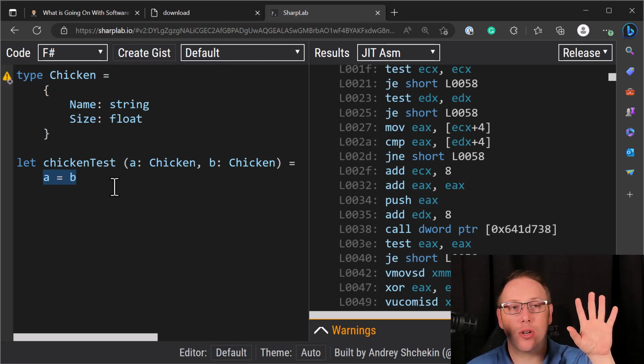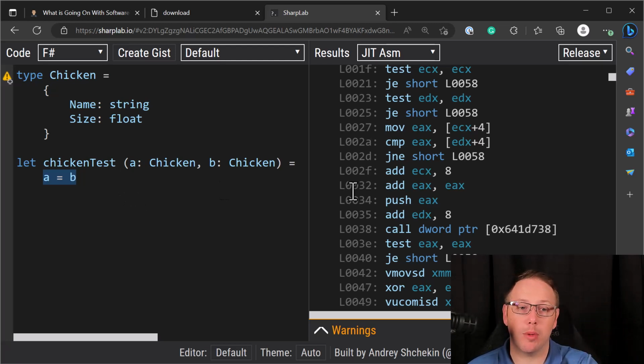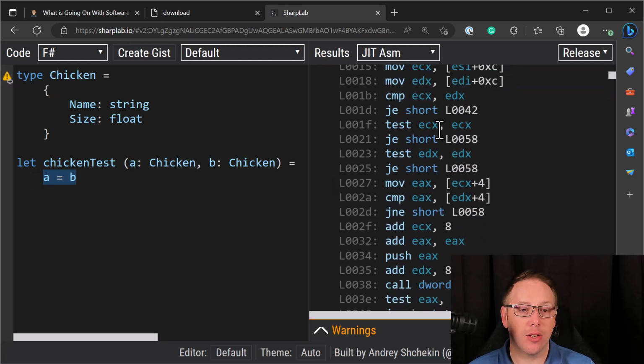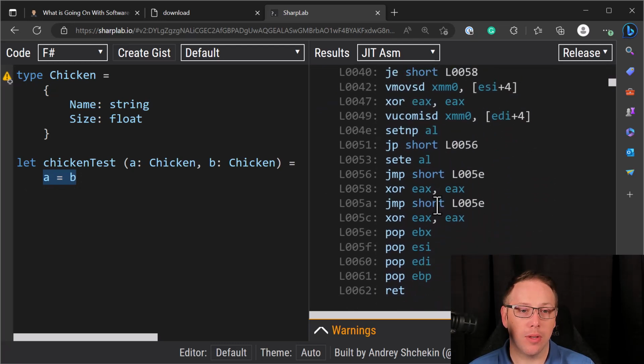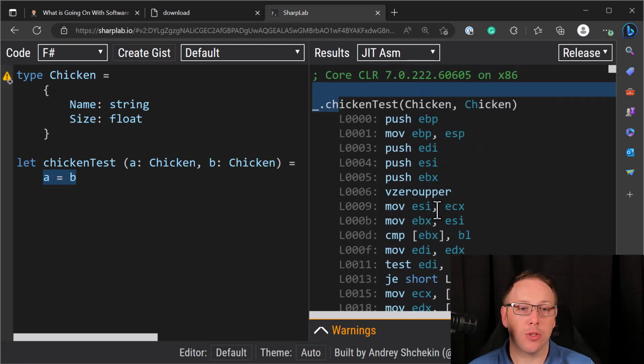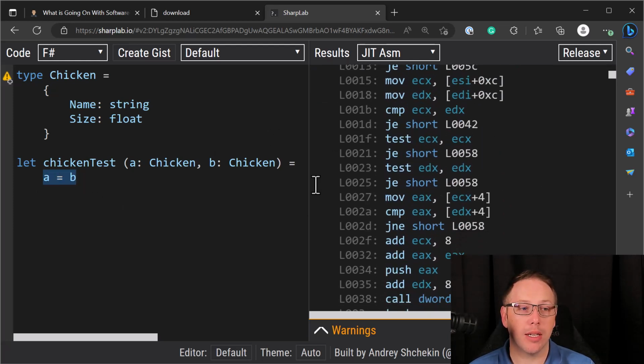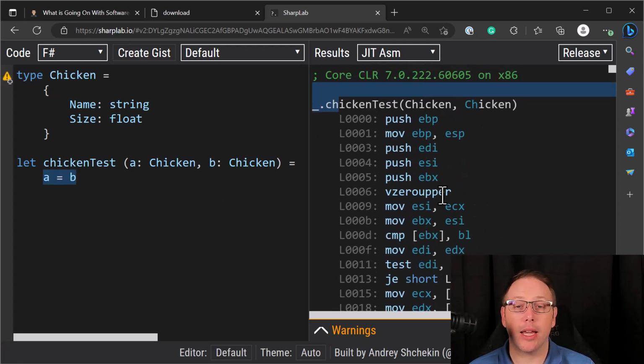But I'm saying this is an instance of where abstraction is now starting to cause us problems, because what you see here on the right, chicken test, is the x86 assembly that gets generated for this equality check. And this is an enormous amount of code for it to run. So if you have an algorithm and you're frequently checking the equality of F# records, your code is going to be slow because this incredibly simple line of code ends up generating a huge amount of work.